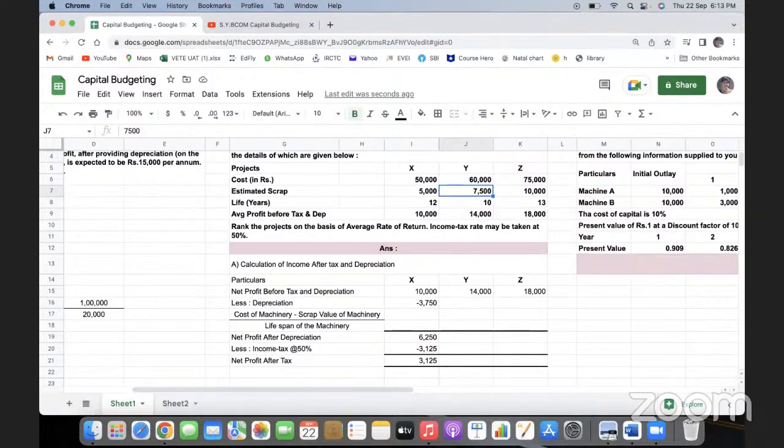Now find out how much it is. 5250. Shika, correct है ना? Okay, good. So 14,000 minus 5250 is how much?